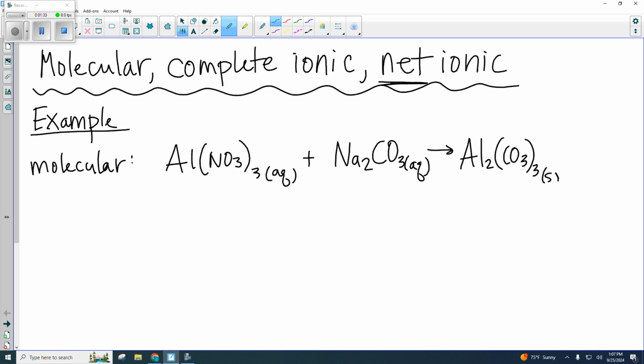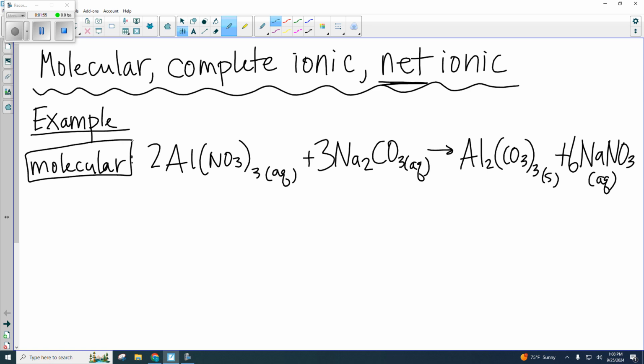And this is going to be the solid, and we are combining it with sodium nitrate, which is always going to be aqueous. You will notice that there are going to be nitrates involved in everything because they are completely soluble. So I'm going to go ahead and balance these. This is the molecular equation that you should be used to doing.